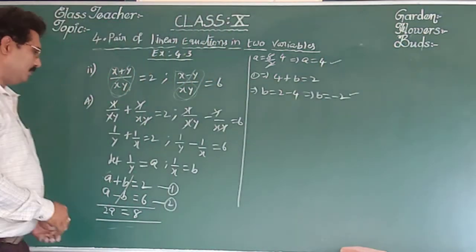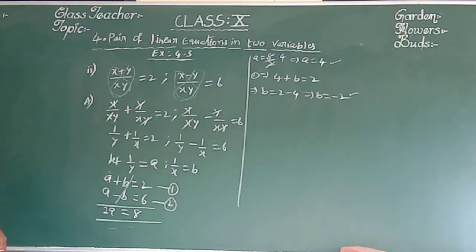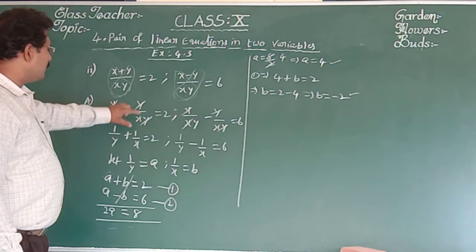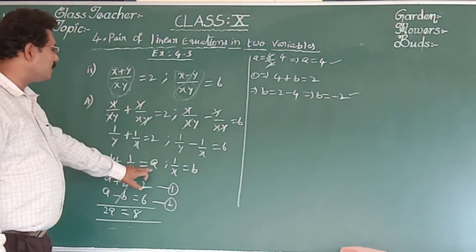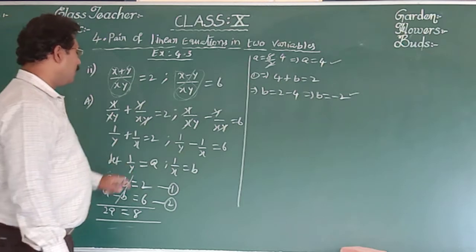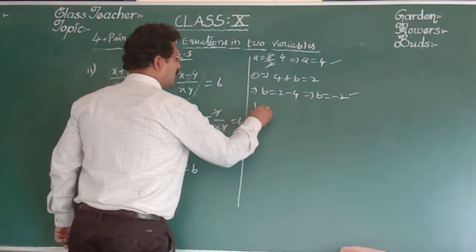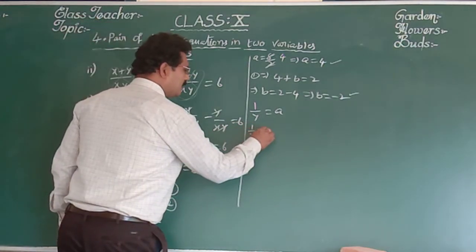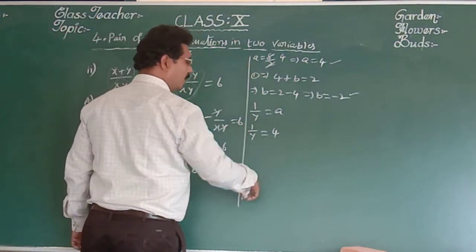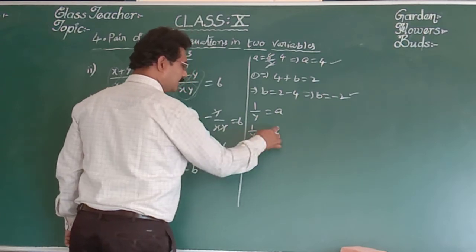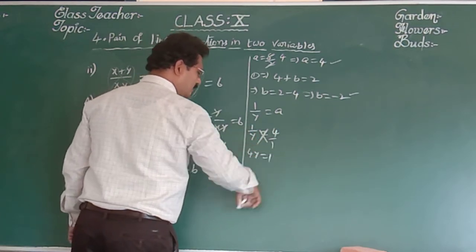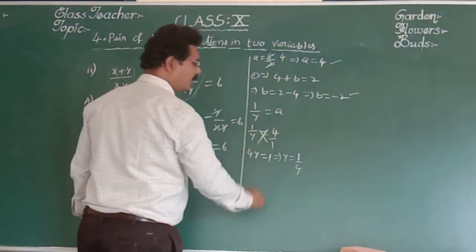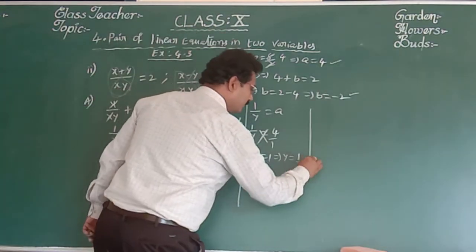Don't stop at this point in the problem. Again, what we have to do, children? Here, 1 by y plus 1 by x. That means 1 by y is equal to a, 1 by x is equal to b. Now, 1 by y is equal to a, and a is 4. Cross multiply: 4y is equal to 1, which implies y is equal to 1 by 4.